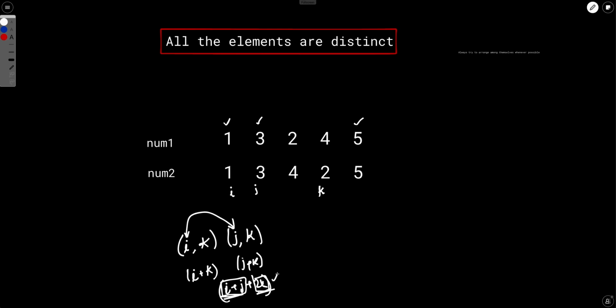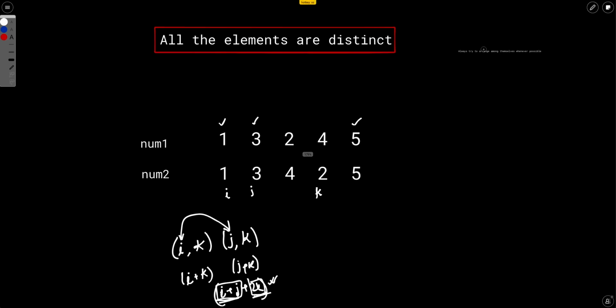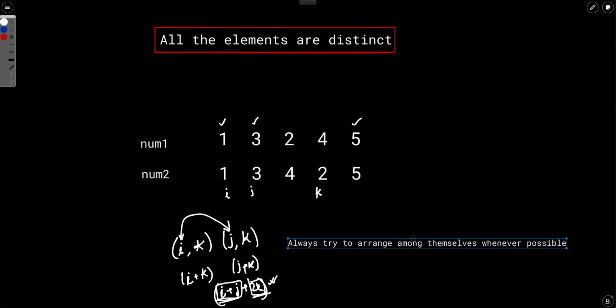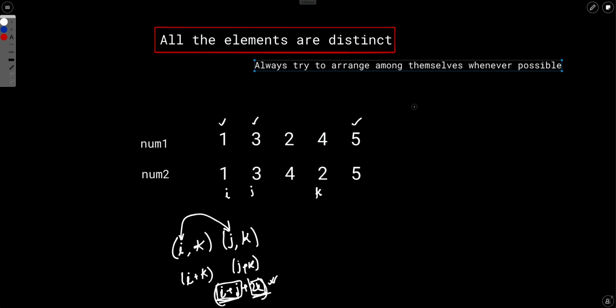So will you ever be willing to pay this extra 2k cost? Surely not, right? So that's the first observation: we should always try to arrange the elements among themselves whenever possible, because arranging among themselves will actually lead to lesser cost, right? This is the statement that we just derived.